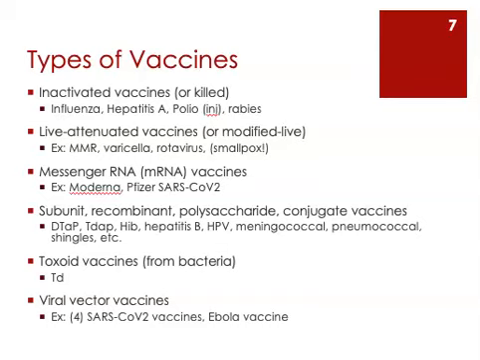Examples of live attenuated or modified live vaccines include the MMR vaccine, which is given to babies and young children. MMR stands for measles, mumps, rubella. The varicella vaccine, that's chickenpox. The rotavirus vaccine, which is sometimes given to infants. And a vaccine that we don't use anymore, thankfully, the smallpox vaccine.